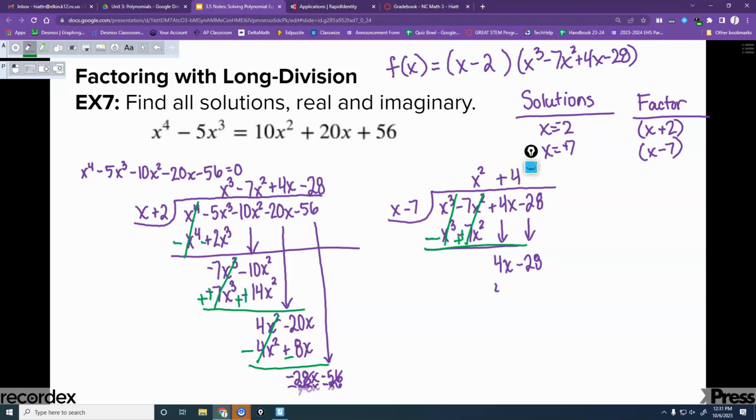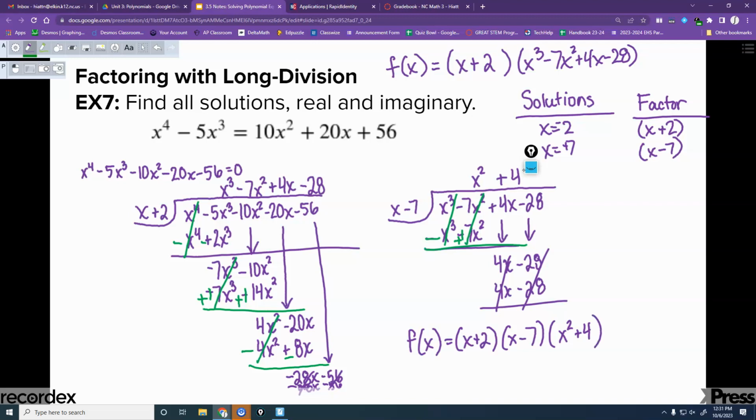4 times x is 4x. 4 times negative 7 is negative 28. When I subtract those, it will cancel them both. So essentially what has happened here is I have factored this into x minus 2 times x minus, hold on, that was a plus right there, wasn't it? X plus 2 times x minus 7 times x squared plus 4.